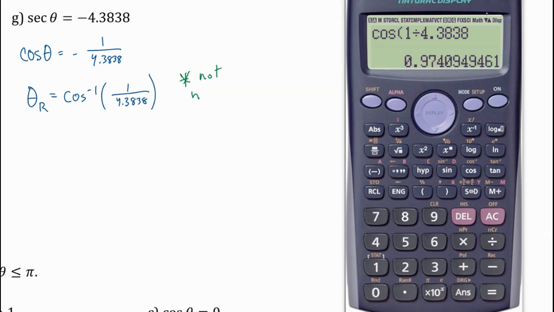Yes? Question? Just on your calculator thing over there, that's cos of 1 over... Shift cos, thanks. That's why it was giving me the wrong thing. I knew something was wrong with it.